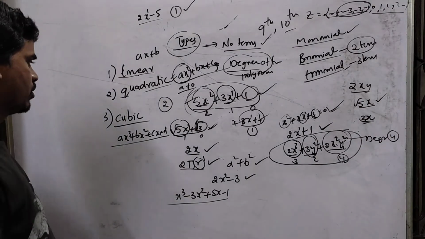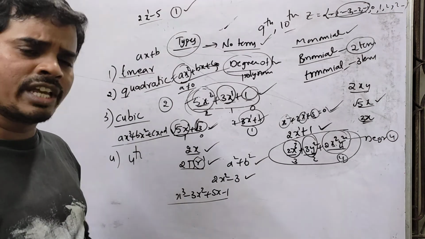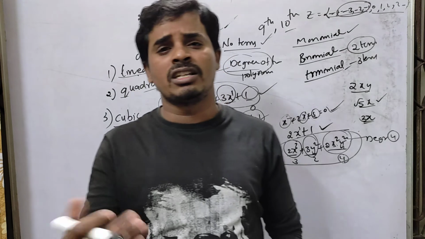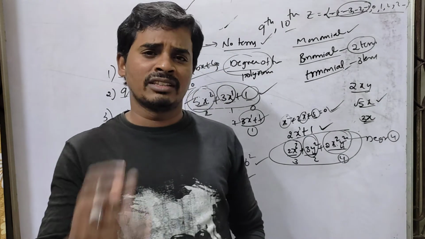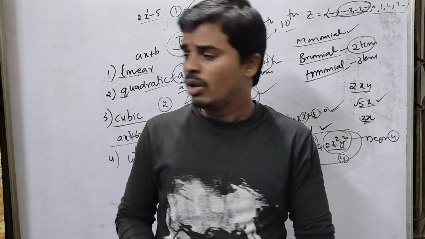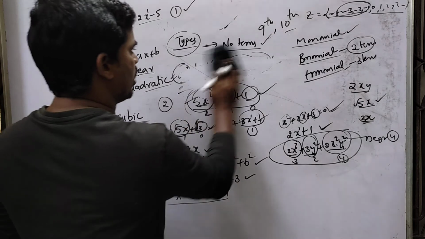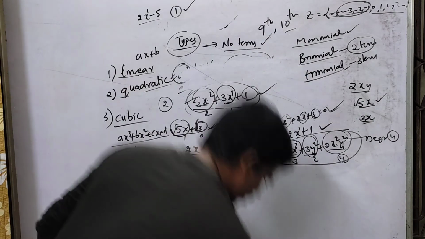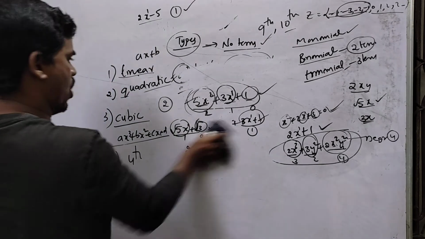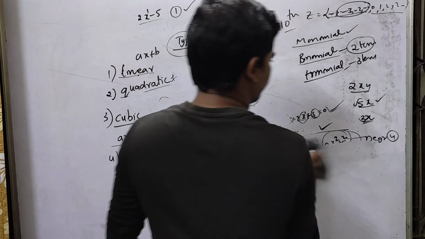Okay. Next, fourth degree. If the degree is 4, that is called a fourth degree polynomial. If the degree is 5, it is called a fifth degree polynomial. If the degree is 6, it is called a sixth degree polynomial. For nth degree, it is called an nth degree polynomial. Okay, students. So these are the types of polynomials based upon the number of terms: monomial, binomial, trinomial, and based upon the degree: linear, quadratic, and cubic polynomials.